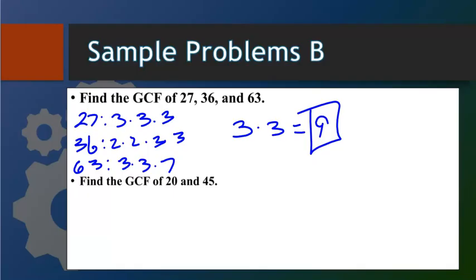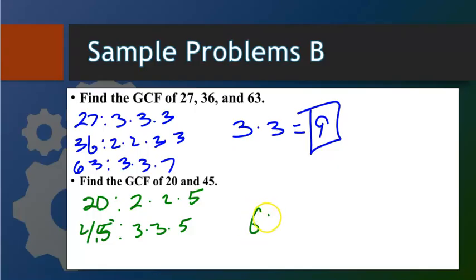Next, find the greatest common factor of 20 and 45. So again, I'm going to do prime numbers for these. So 20, this would be 4 times 5, and 4 is 2 times 2, and then I have times 5. 45 would be 3 times 3, which is 9, and 9 times 5 is 45. So here the common prime number I only have would be 5.